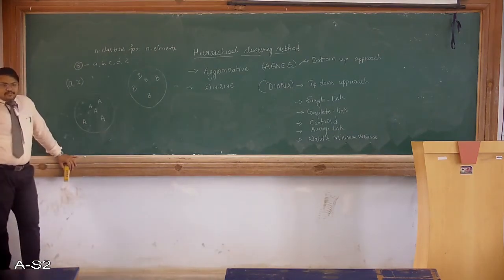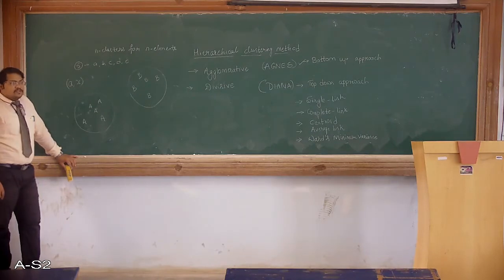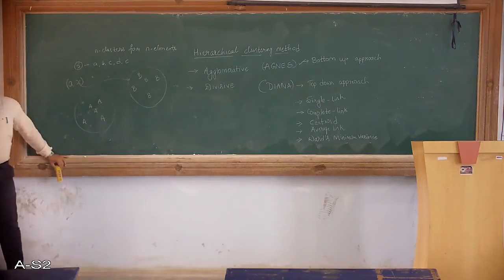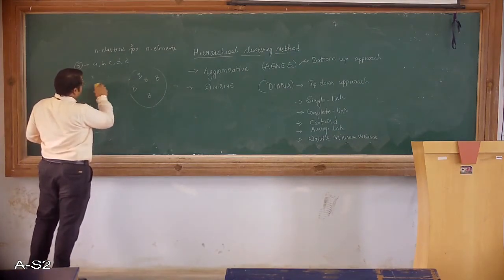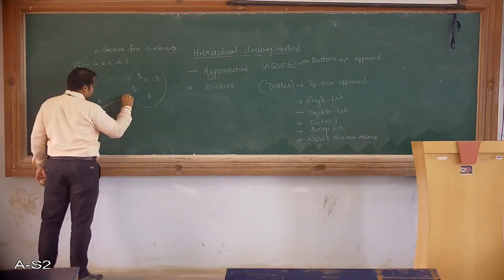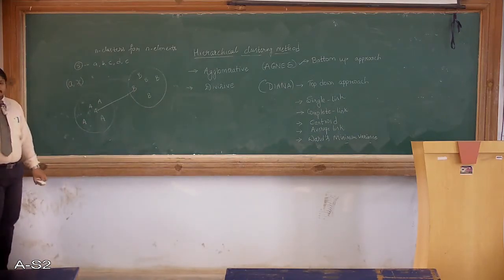Distance between all the pairs of A comma X, where A is the element in the first cluster and X is the element in the second cluster. The distance between all the pairs A comma X is computed, and the lowest value out of this computation is considered. So if this is my lowest link, I call it the single link algorithm or single link approach for distance calculation.